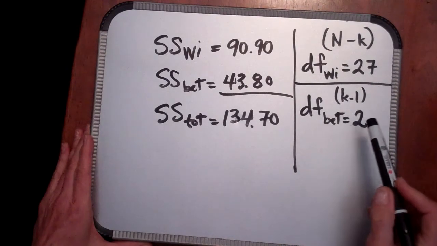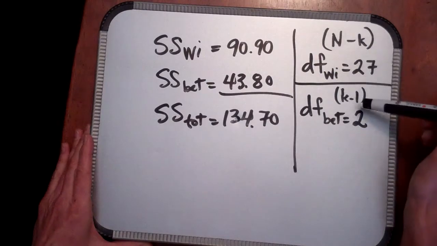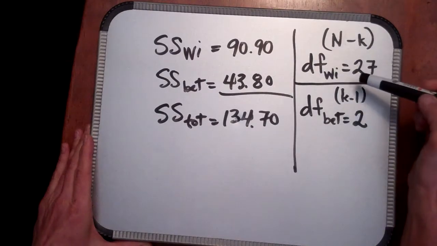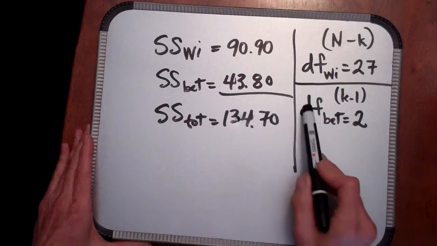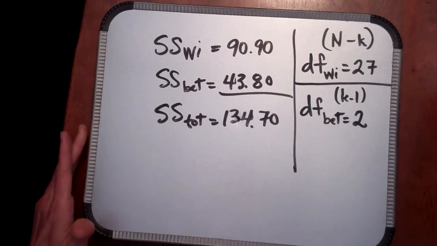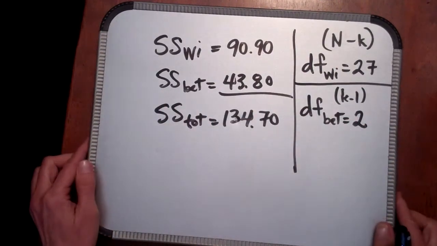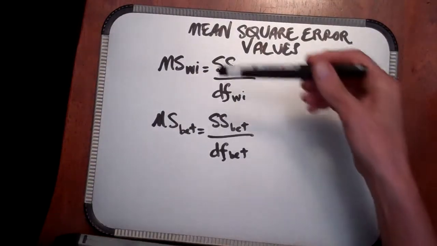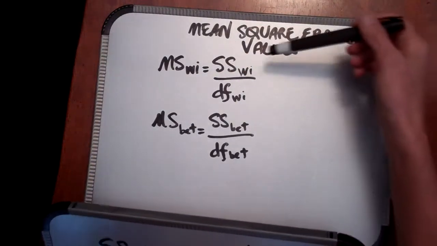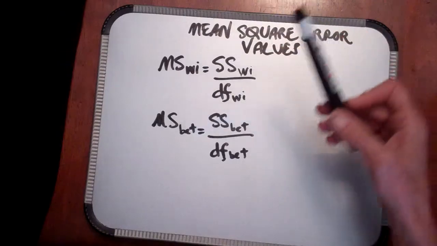Degrees of freedom between is calculated by simply subtracting 1 from the total number of groups. 3 minus 1 is 2, so the degrees of freedom between is 2. So with these values, we have everything we need to know to be able to calculate the mean square error values for within and between.